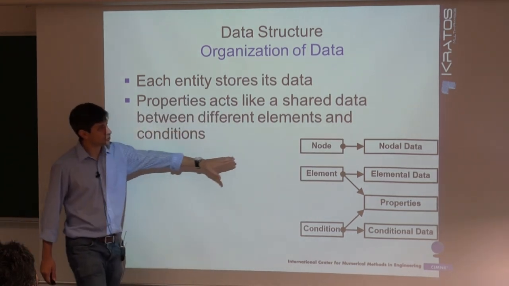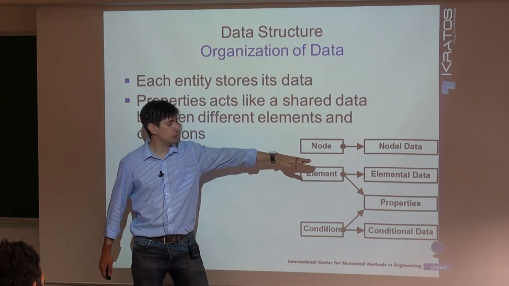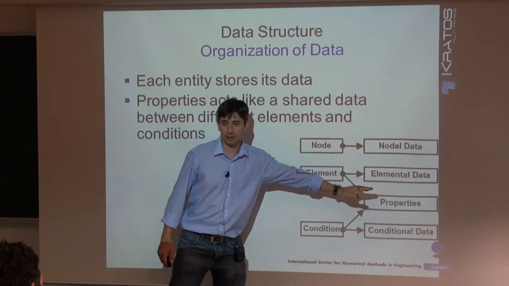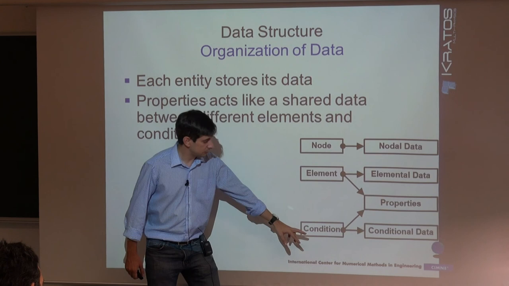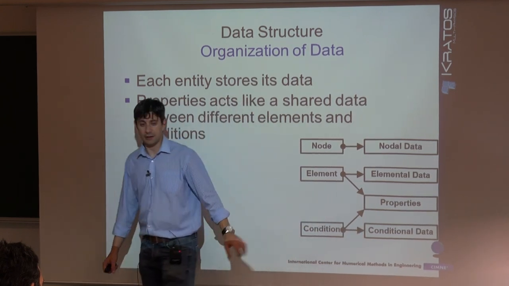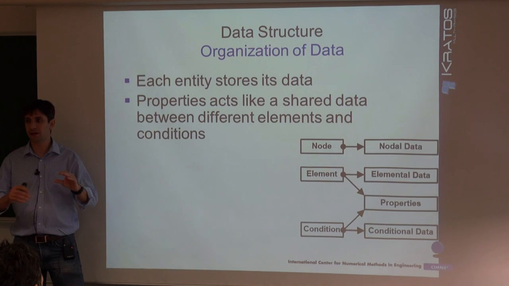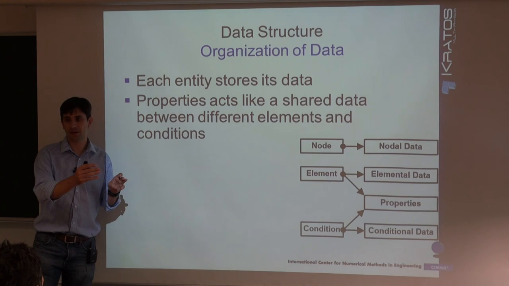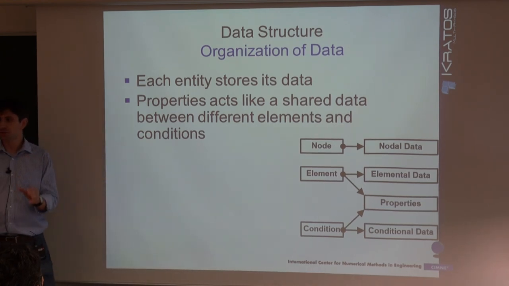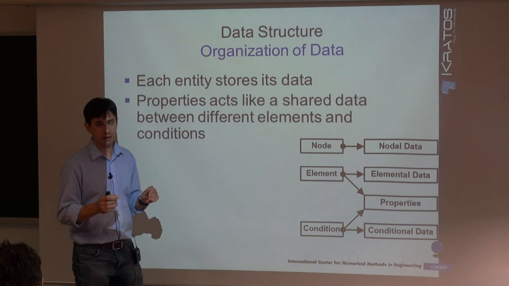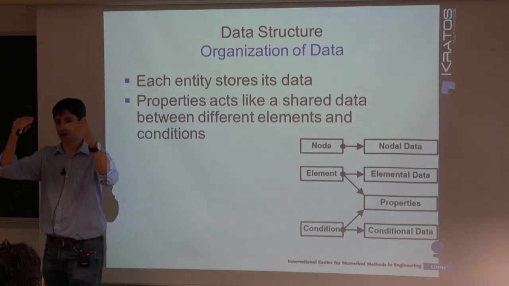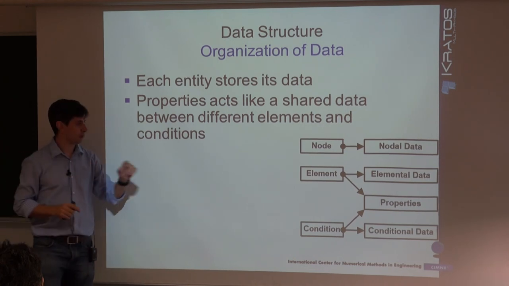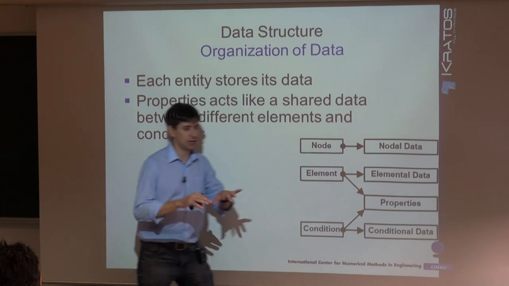Then it's important to see that a node can contain nodal data. An element can contain elemental data. A condition can contain conditional data. And it's not written here, but a mesh can contain mesh data. A model part can contain model part data. This means that every object of Kratos can save any variable at any time. You're writing your code, and you say, at this moment of the coding, I would like to save the velocity. And you can go to the nodal data and say, save velocity.